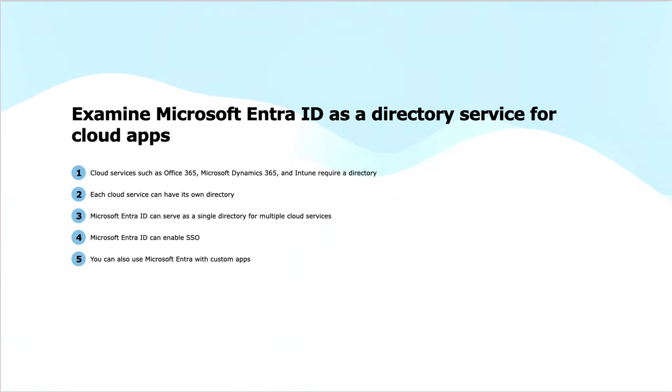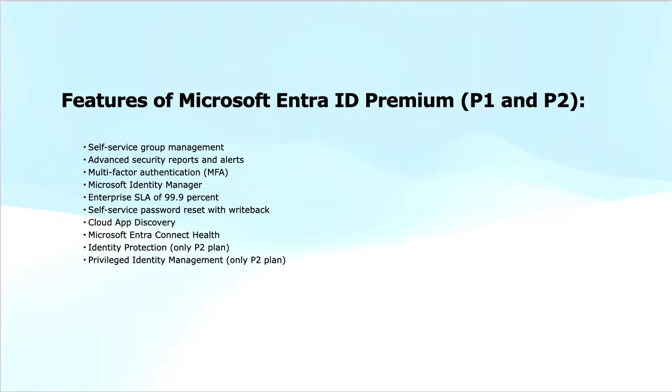If I compare the Microsoft Entra ID plans, we have the free tier that we get by default, whereas we can upgrade to P1 or P2, Premium Plan 1 and Plan 2. They offer unique features for security and the management of these identities. The features offered in either P1 or P2 include self-service group management, making group management easier, and advanced security reports and alerts.